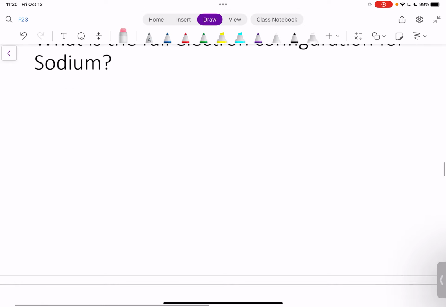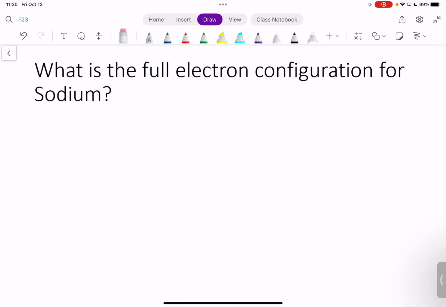Good? Okay. All right, this one I don't have multiple choice for you. You just have to do it on your own. So what is the full electron configuration for sodium? Not sulfur, right? Sodium.